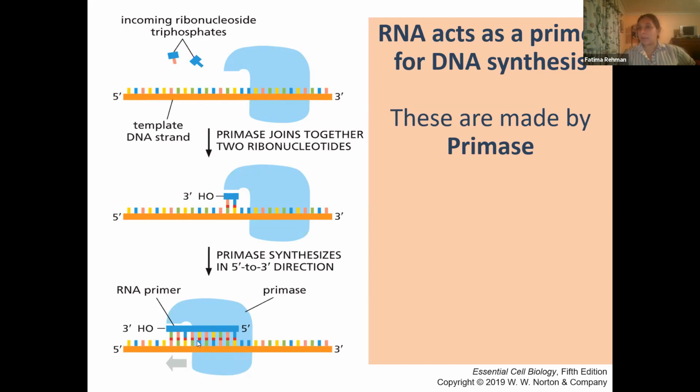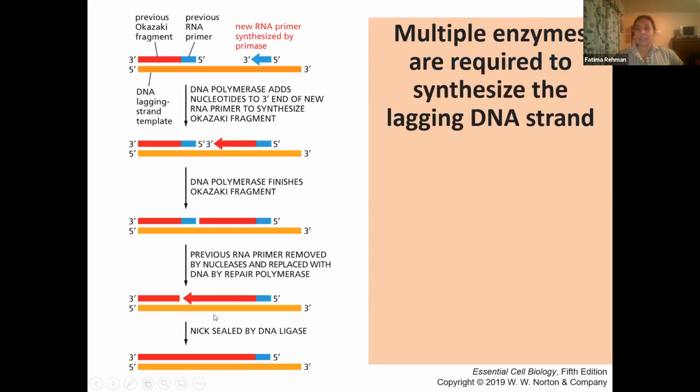That gives enough of a hangover essentially for the DNA polymerase to come in and bind. The primase also synthesizes in a 5' to 3' direction, but it can hang on to a single strand of DNA. It doesn't need 2 DNA strands to be able to bind to it. So this allows the DNA polymerase to have a latch to hang on to and get stabilized with.